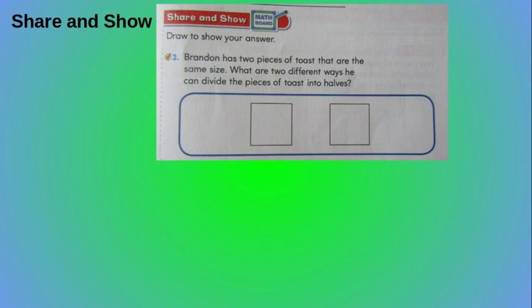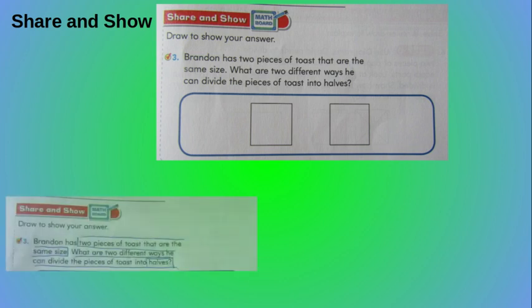All right, read it again with me. Brandon has 2 pieces of toast that are the same size. What are 2 different ways he can divide the pieces of toast into halves? Go ahead, underline your question, box up your key information. I underlined what are 2 different ways he can divide the pieces of toast into halves.